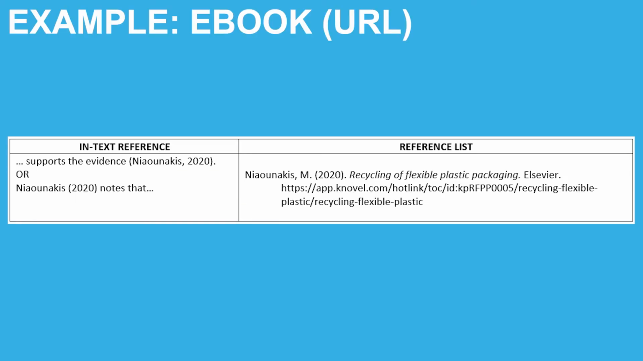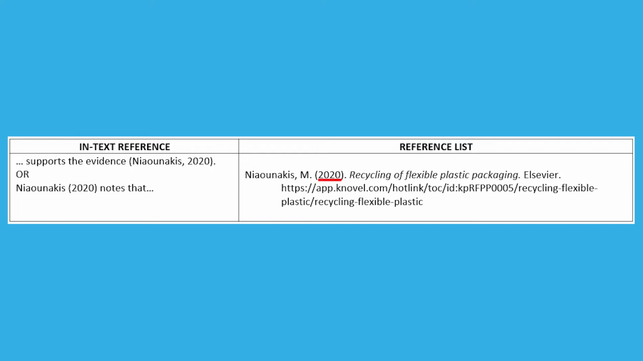Our second example is an ebook. Here we have a single author. The formatting is the same as it would be if it was a printed book. In your reference list, you have the author's name inverted, Neonarchus, comma, first initial M, full stop. Then you have the date in parentheses, 2020, full stop.